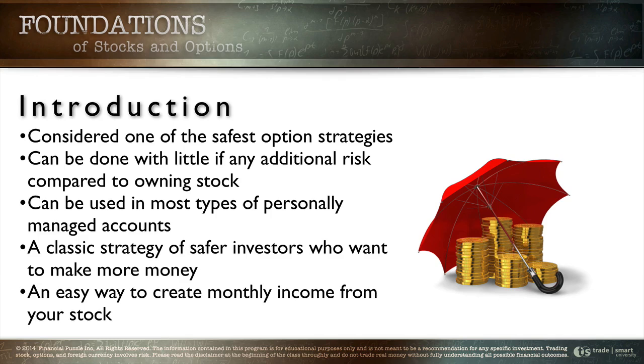You need to know some facts about this strategy first. First of all, this is considered one of the safest option strategies out there. And the reason it's considered one of the safest option strategies is because it does not incur any additional risk compared to just owning the stock. The only additional risk, if you can call it that, is potential risk of loss of upside potential. But outside of that, you don't have any additional downside risk. And because of that, pretty much everybody considers this the safest option trade that you can place. So it can be done with little, if any, additional risk.